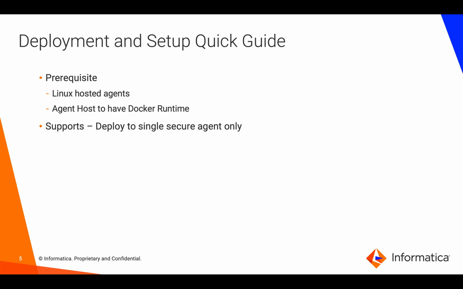There are certain prerequisites to have the Microgateway service running in this preview release. One, the secure agent should be running on a Linux host. We are going to support only the Linux flavor for now. The secure agent host also should have the Docker runtime pre-installed. For this release, we are going to support only the single secure agent mode, which means there is no support for secure agent groups.